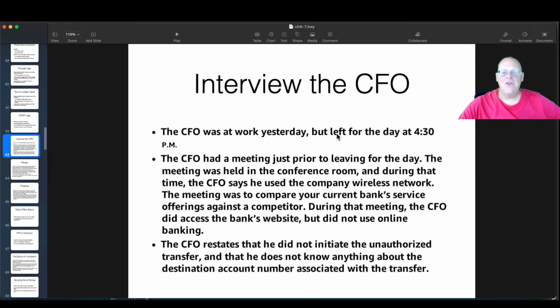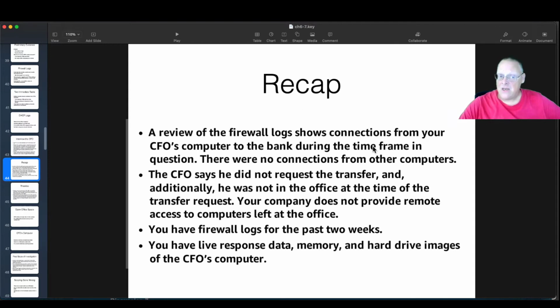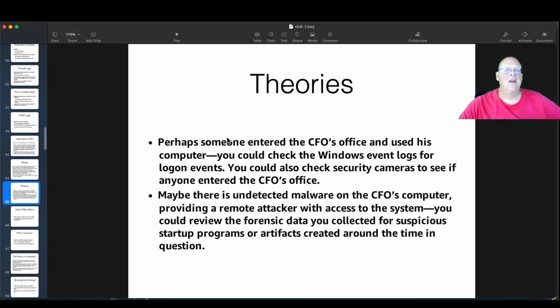So now you interview the CFO, and he carried his laptop to another room and connected with the wireless card, which is why he had two different IP addresses on the same day. And he says he didn't do it, but it clearly is coming from his machine. So you have firewall logs, you have live response data, memory, and hard drive to examine. And so you've got theories. Somebody snuck into his office and used his computer. You could look to see if there are security cameras or something, or log in events. Maybe there's undetected malware. That sounds a lot more likely. And you can check that by looking at Windows artifacts.